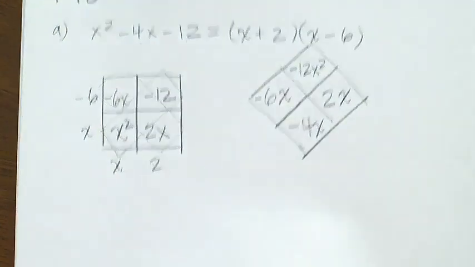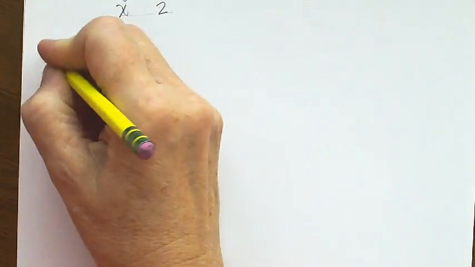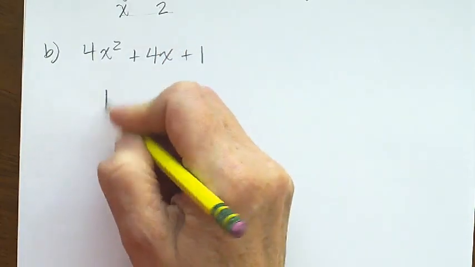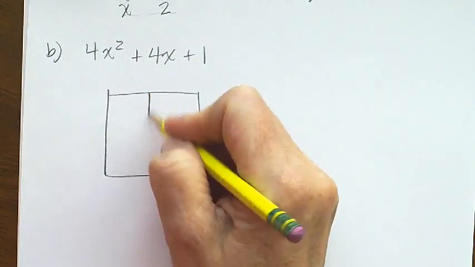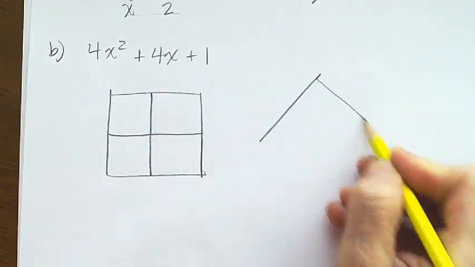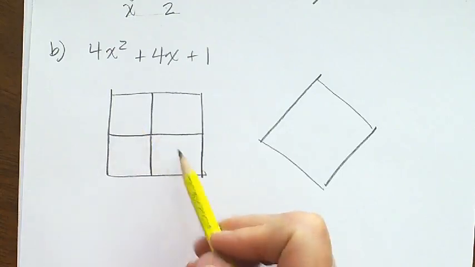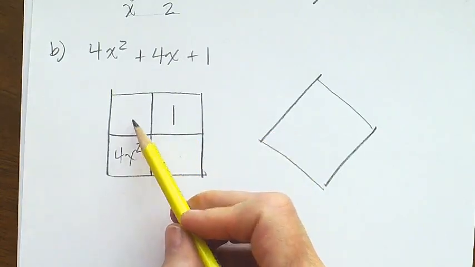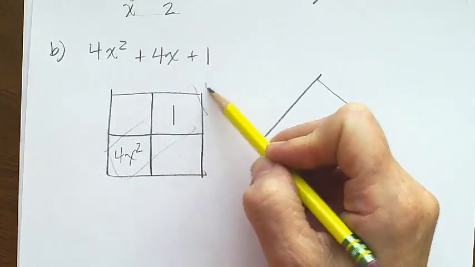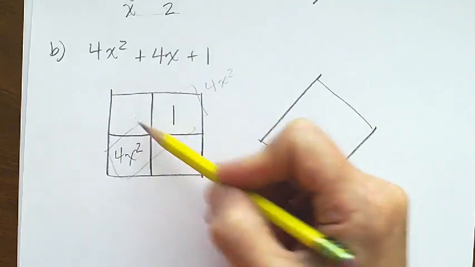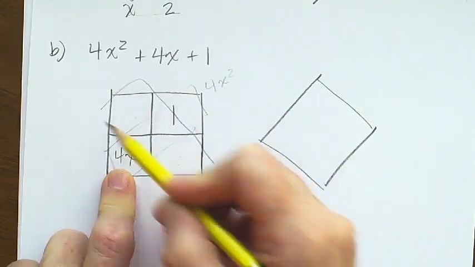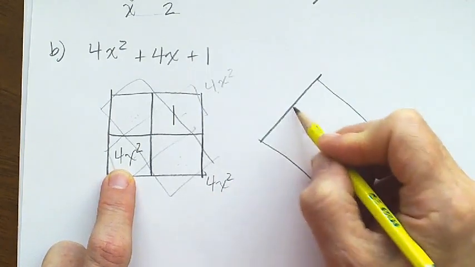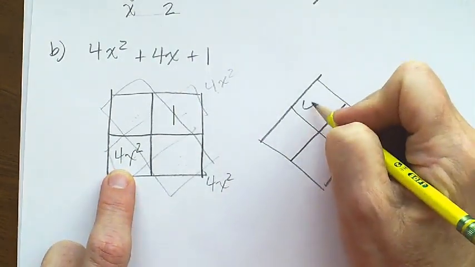Okay, part B. Let's start by drawing an area model and then putting our diamond on the side. The diamond helps us to figure out those 2 terms that are here. This is 4x squared, this is 1, and we know that this product is 4x squared, so we're going to have 2 terms that when you multiply them, you're going to get the same thing as when you multiply these 2. That's why 4x squared goes on the top of your diamond.